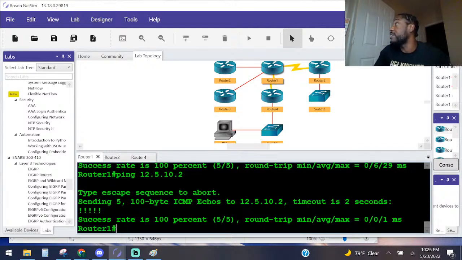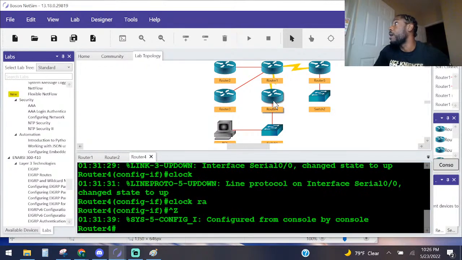We got a reply. So that's yes, he can. That's a good thing. Good sign. On router 4, this is router 4 over here. Attempt to ping the FA00 interface on router 2.